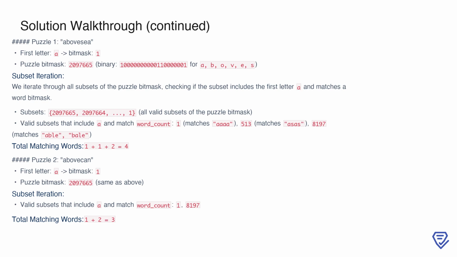Next, we evaluate the puzzle abovecan, which coincidentally has the same puzzle bitmask of 2097665. Again, the first letter is A, and the valid subsets include 1 and 8197. This time, the total matching words are 1 plus 2 equals 3. By systematically iterating through subsets and checking for matches, we efficiently determine the number of valid words for each puzzle.